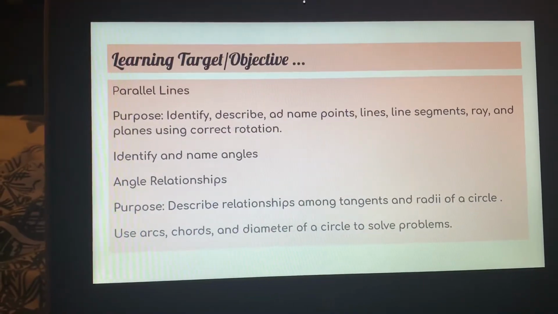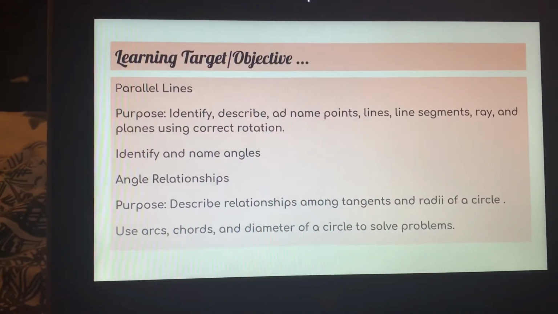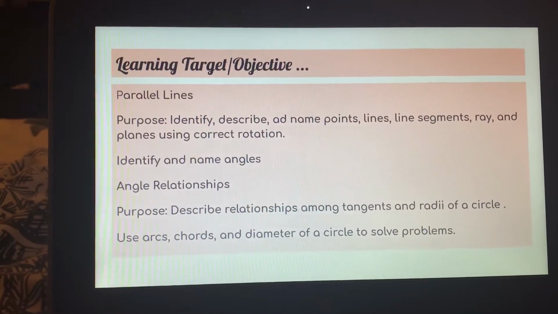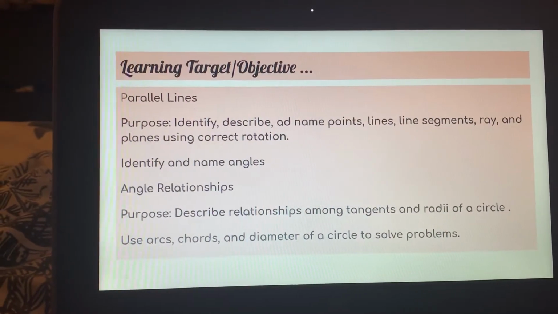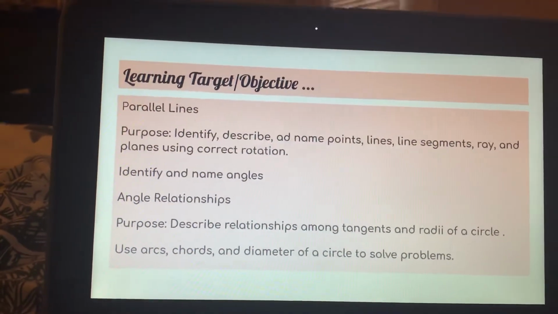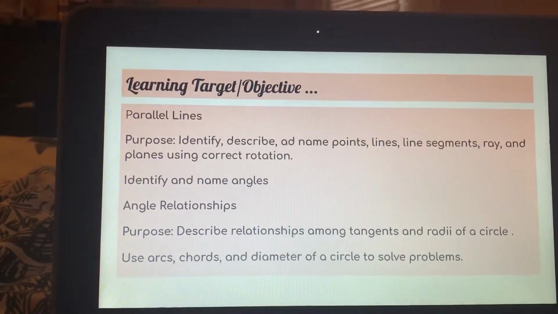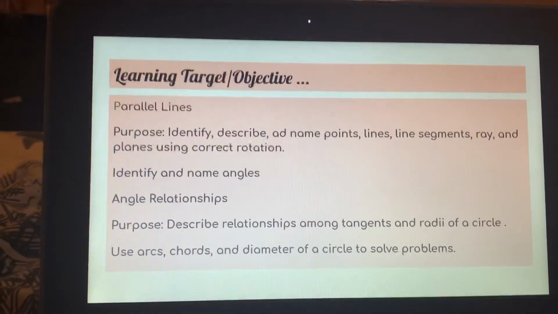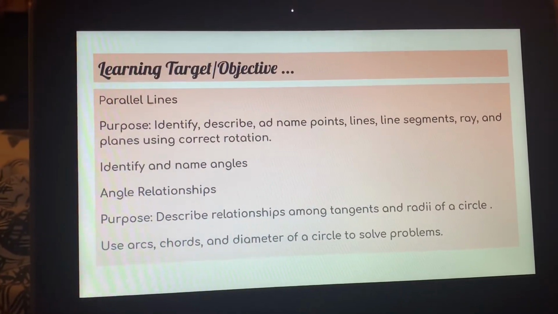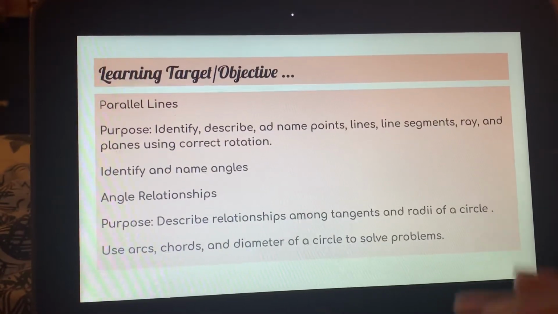Okay, this is the learning target, objective. For parallel lines, the purpose is to identify, describe, and name points, lines, line segments, ray, and plane using correct notation. Please don't mind the typo. For angle relationships, the purpose is to describe relationships among tangents and radii of a circle.